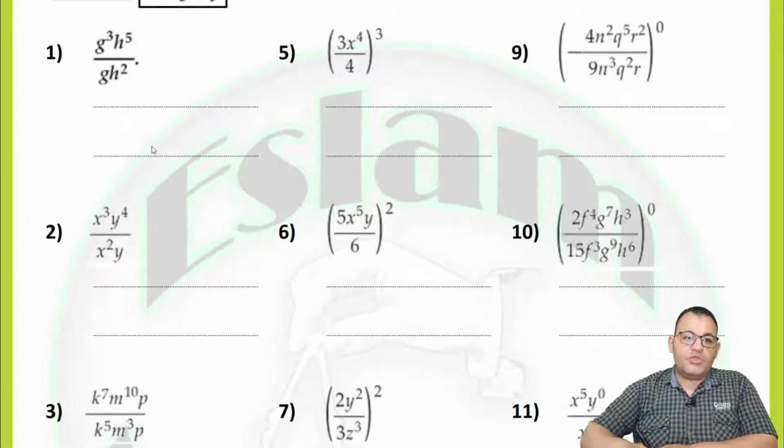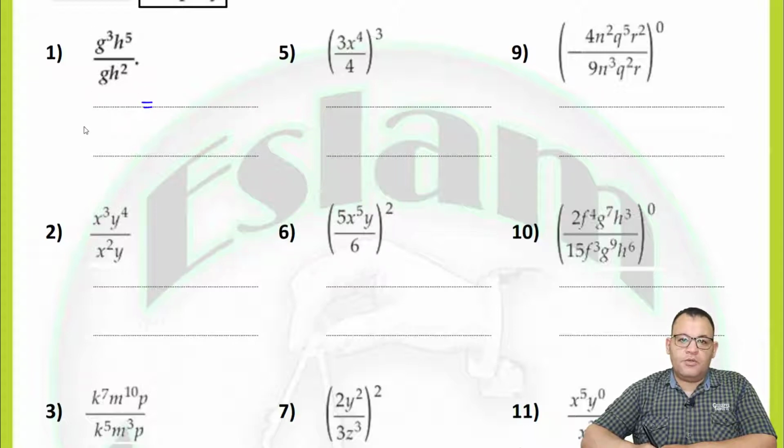In this problem, we need to simplify each of the following. g to the power 3, h to the power 5 over g times h to the power 2. At the first, we have g up and g down. Which one is bigger, up or down? We have g to the power 3 up, so it will be bigger, so we'll write g up. Now subtract the power. 3 minus 1 equals 2. Because we have division, I will subtract the power.